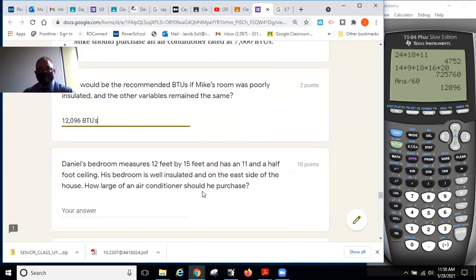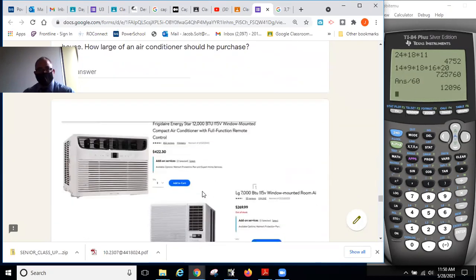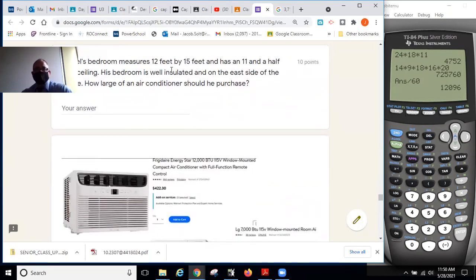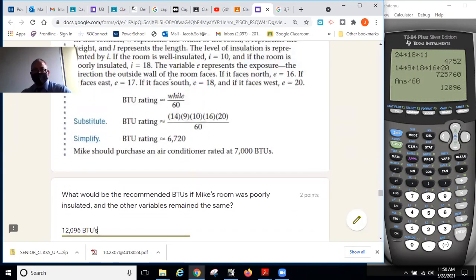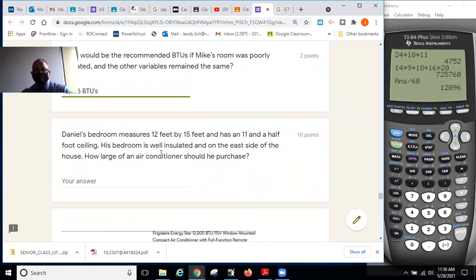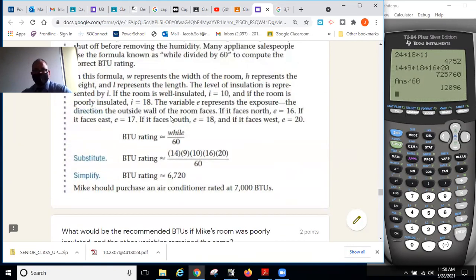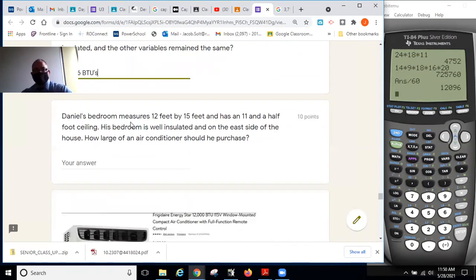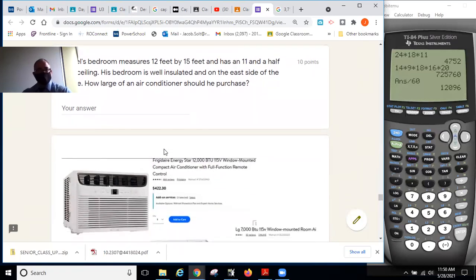All right, that's the one I'm helping you on. You finish these up. So we have Daniel's bedroom, which measures 12 by 15 and has an 11.5-foot ceiling. His bedroom is well insulated, so your I is 10. It's on the east side of the house. Remember, when a room is on the east side, your E is 17. Then you run that calculation, WHILE divided by 60, and find how large an air conditioner he should purchase.